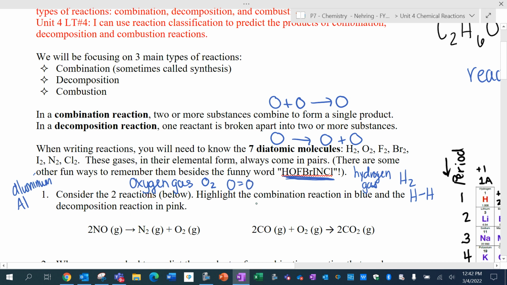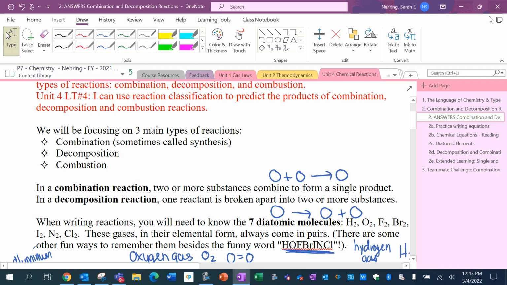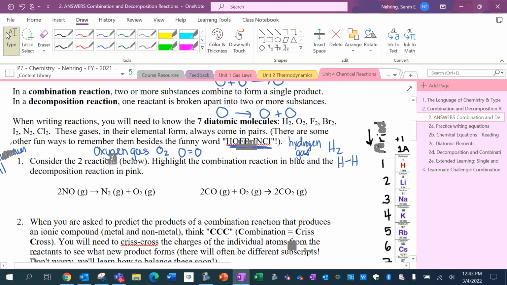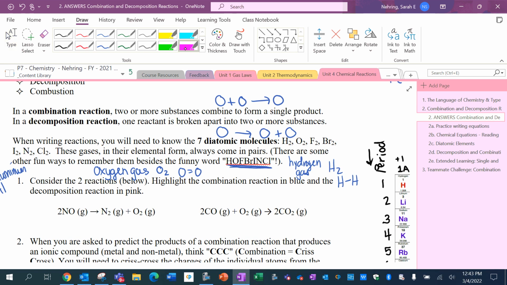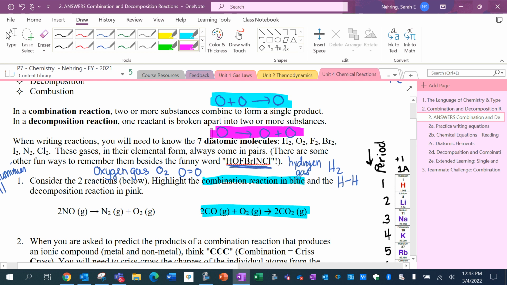All right, so we've done a little background. Now let's do a practice problem here. We've got 2 reactions. Highlight the combination in blue and the decomposition in pink. So let me go over here and get my pen. Combination we're going to put in blue. Combination is going to look like this: 2 things combining to form one thing. So this one looks like a combination reaction. And then in pink, decomposition is when one thing is breaking apart. So the decomposition reaction is this one right here.